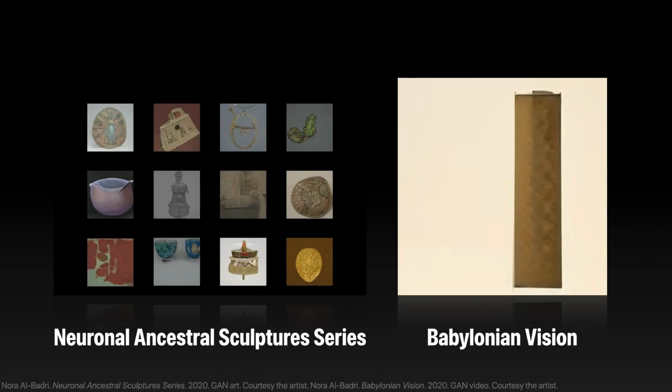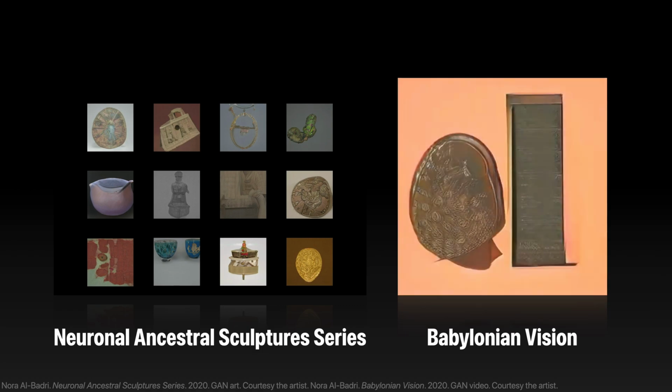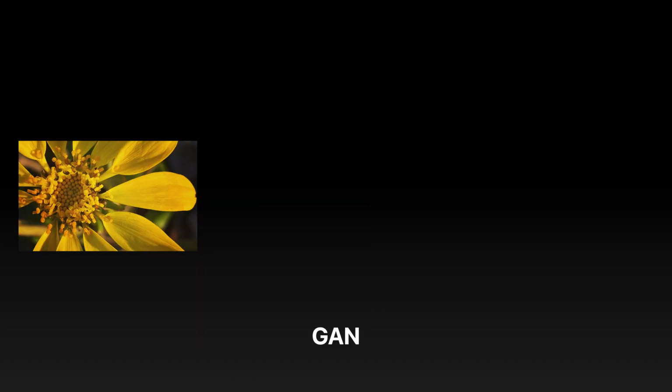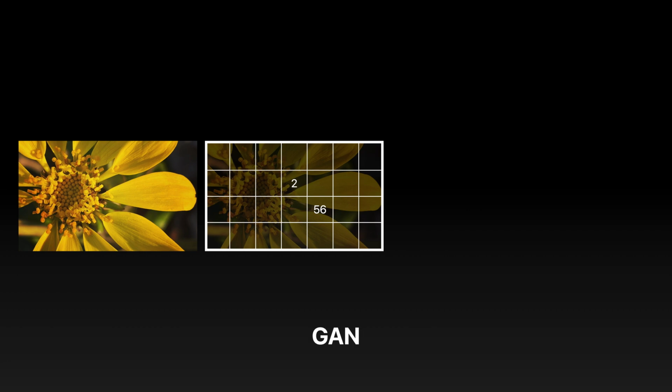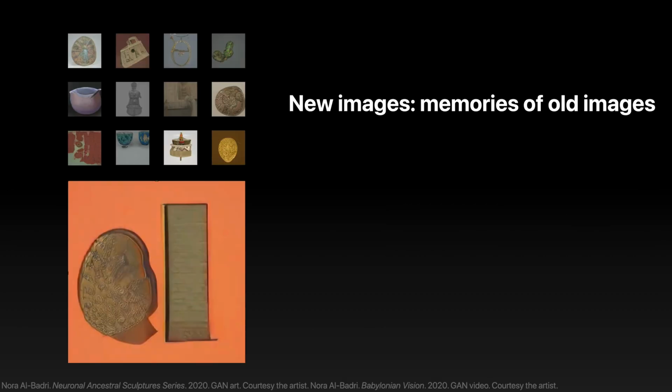Here are two examples. One of them is the process of machine vision, which is the Babylonian vision, and the other is the results, which is the neural ancestral sculpture series. And they use a technology called the GAN. How does it work? Whenever we present an image to the computer, it doesn't read any image or any colorful pixels. The computer reads numbers. And the GAN models are really good at finding patterns within the numbers. And when the computer finds a pattern, the artist tells it to create new non-existent images based on the pattern of the numbers the GAN models found within the images. And what are the original images? So the artist creates new images as the memories of old images.